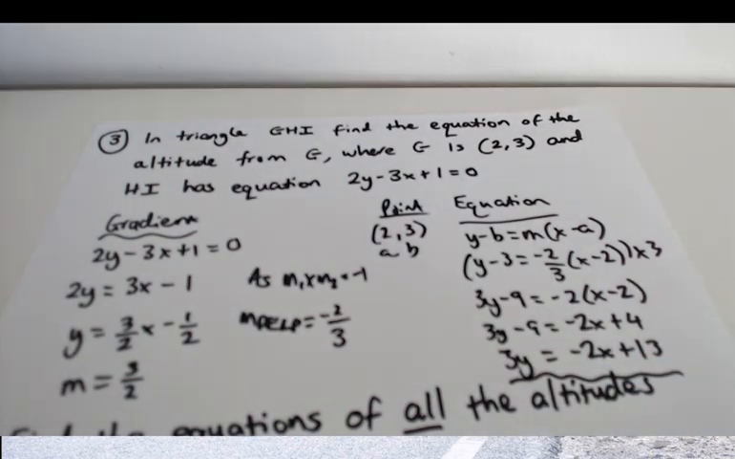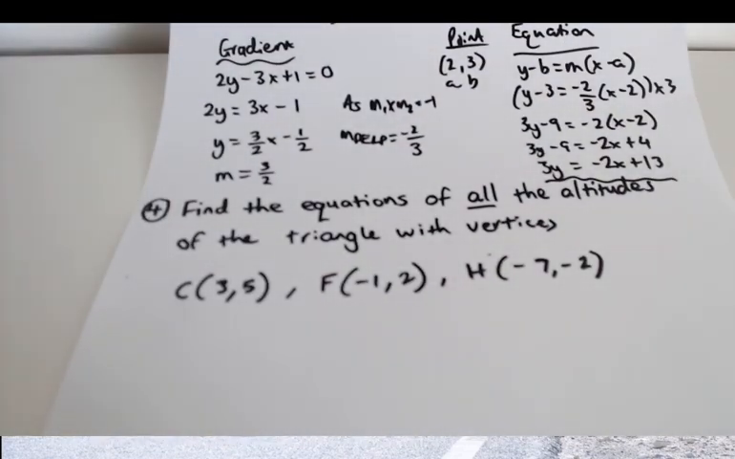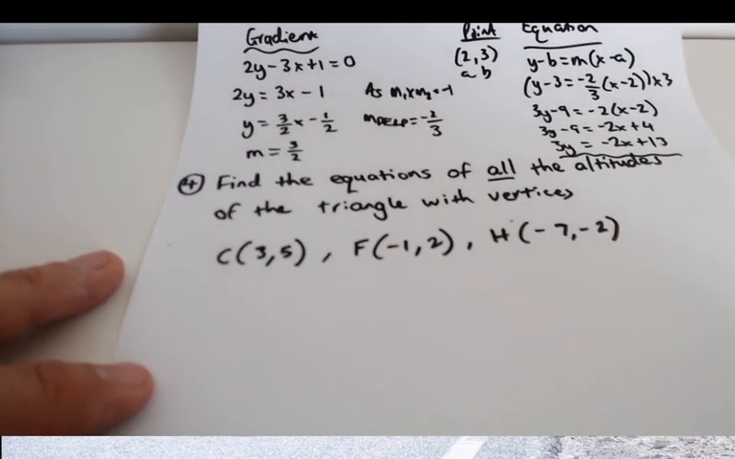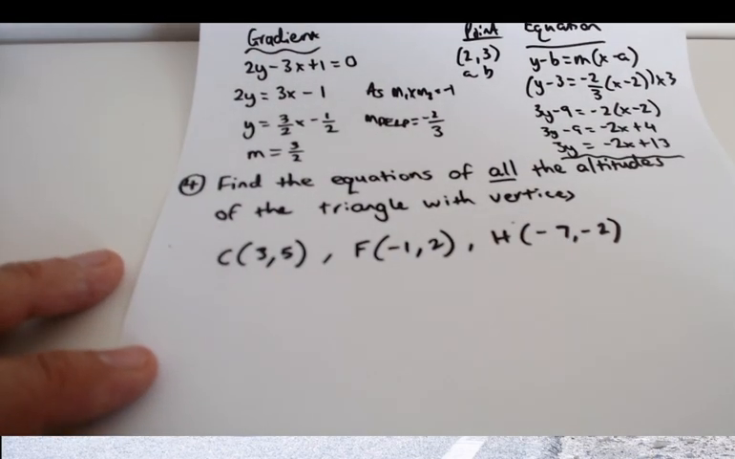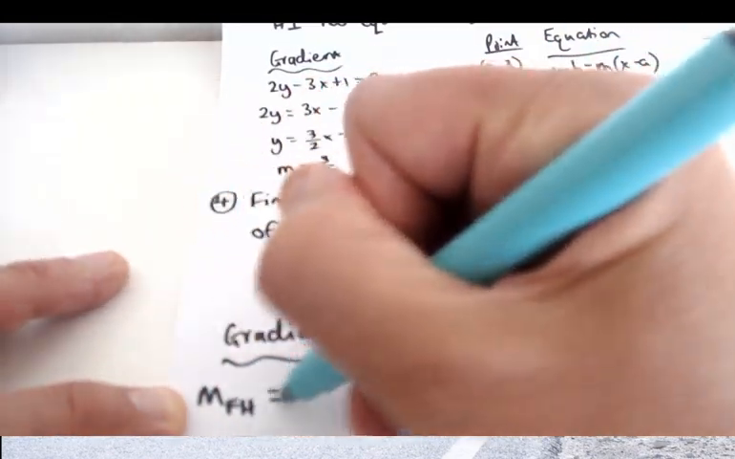Question 4. Right, the daddy. The altitudes, all the altitudes. Let's start with C. I'm going to do the altitude of C first. Doesn't matter if you've done it first, second or third. For the altitude of C, I need the gradient of the opposite side. The opposite side from C is FH. So I want the gradient of FH.